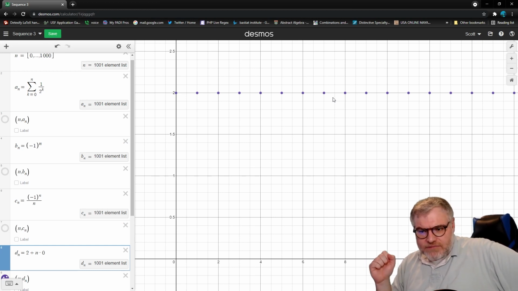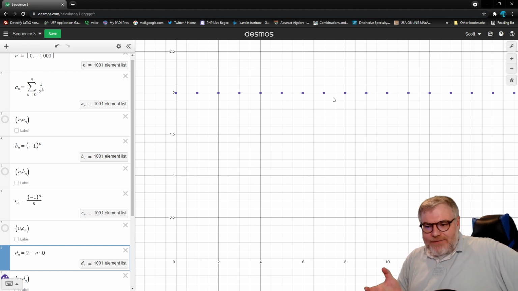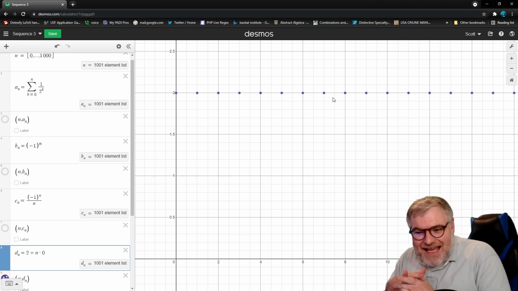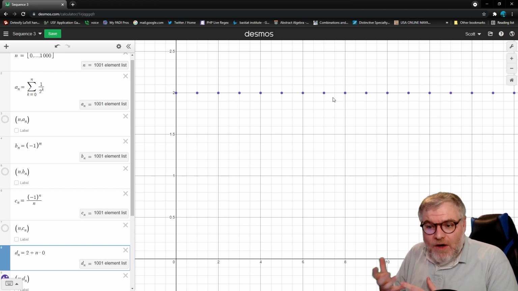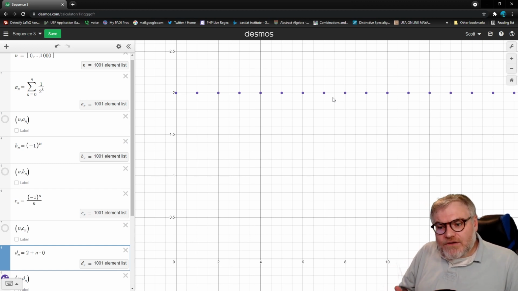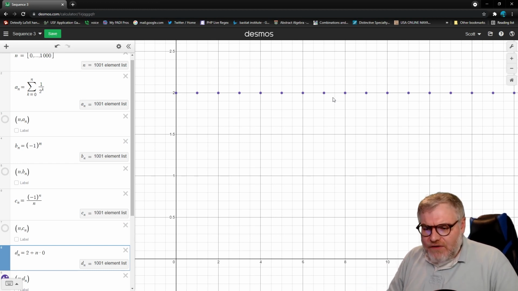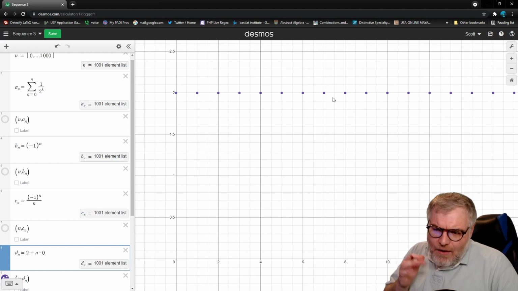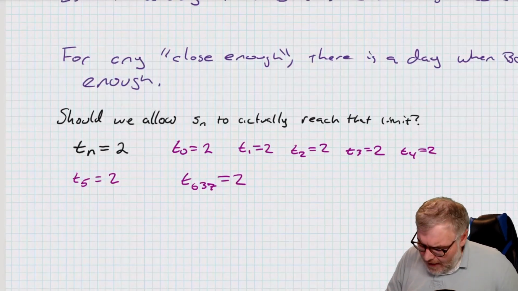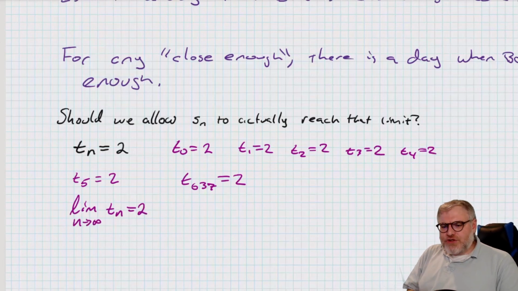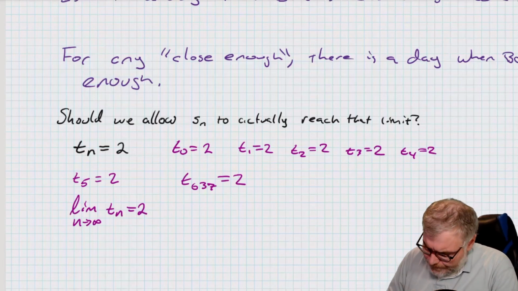And the answer is, yeah, he's standing on it from day one. From day zero, he's standing on the margarita. 2, 2, 2. So is he close enough to drink the margarita? Yeah, he's on it. So I want this to have that limit. I want the limit of this to equal 2. So if I do 2, 2, 2, 2, 2, 2, 2, I want that to be okay. I want the limit of Tn, it was Dn on the other one, to equal 2.